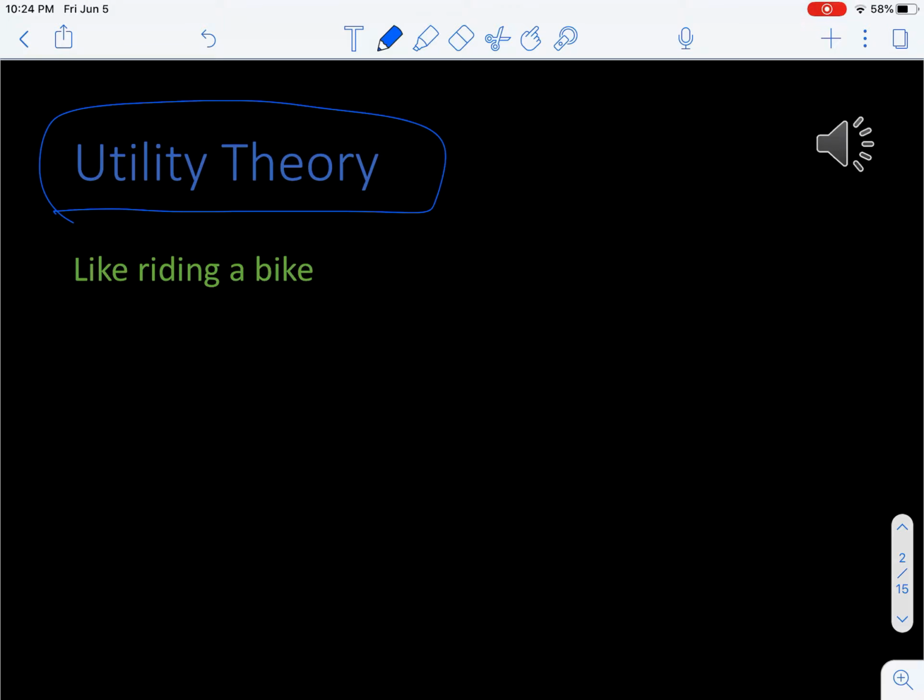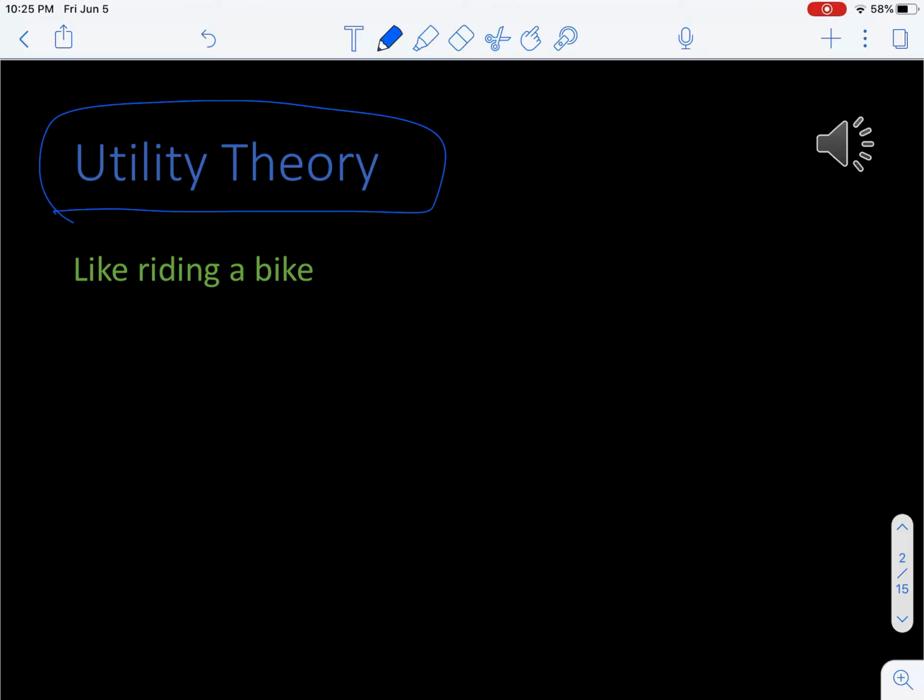Now, I like to say that utility theory is like riding a bike. What do I mean by this? I bet pretty much everybody in the class can ride a bike. But can you describe the physics of exactly how it works? That's a little tougher. There's a difference between riding a bike and being able to explain the physics and the theory behind how it works.